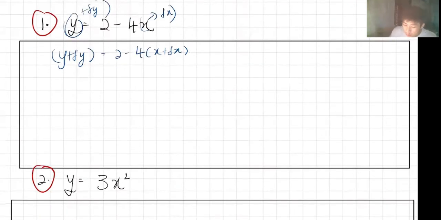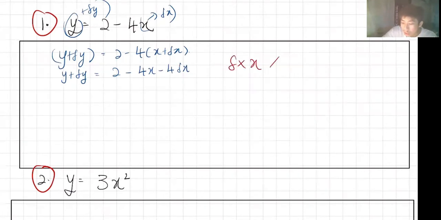Okay, so what I do now is y plus delta y is equal to, expanding everything on the right, 2 minus 4x minus 4 delta x. Remember, delta x is one thing. Don't think of delta x as delta times x. No, it's wrong. Delta x is one thing, not two things. Delta x is not equal to delta times x. Just treat it as one thing.